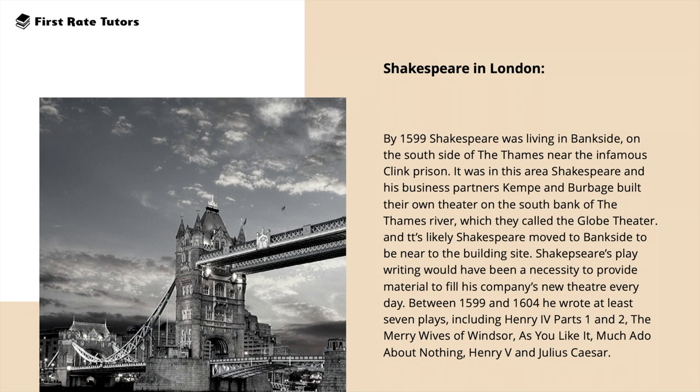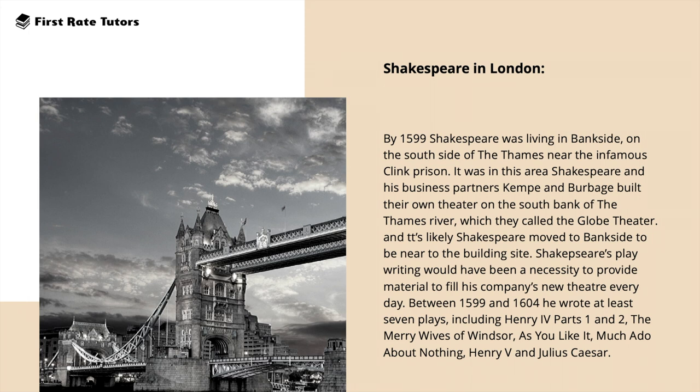By 1599, Shakespeare was living in Bankside on the south side of the Thames, near the infamous Clink prison. It was in this area that Shakespeare and his business partners Kemp and Burbage built their own theatre on the south bank of the Thames River, which they called the Globe Theatre, and it's likely that Shakespeare moved to Bankside to be near the building site. Shakespeare's playwriting would have been a necessity to provide material to fill his company's new theatre every day.